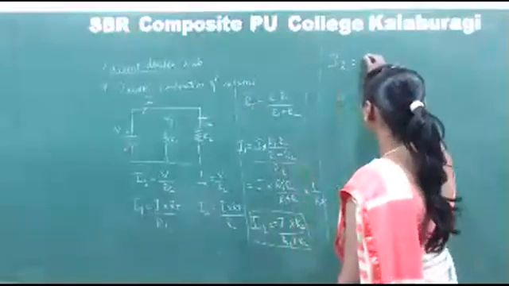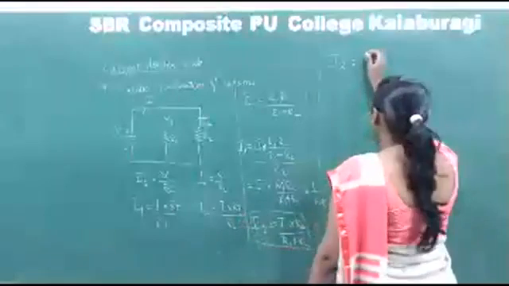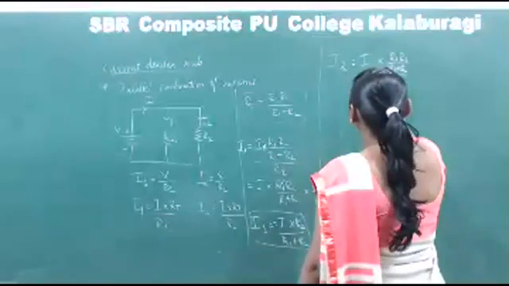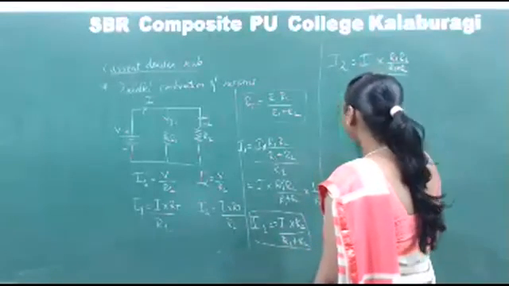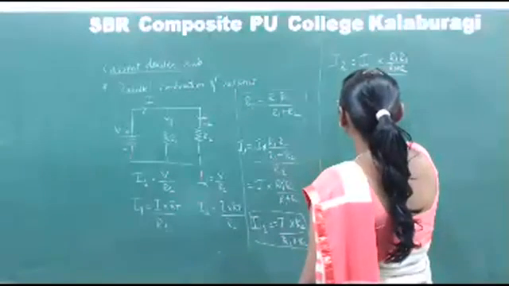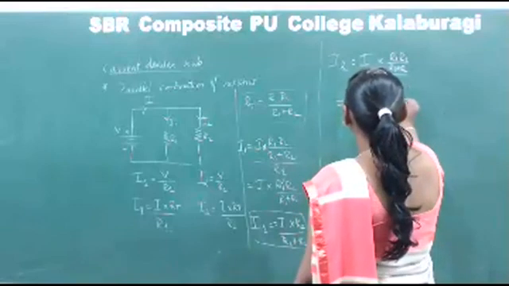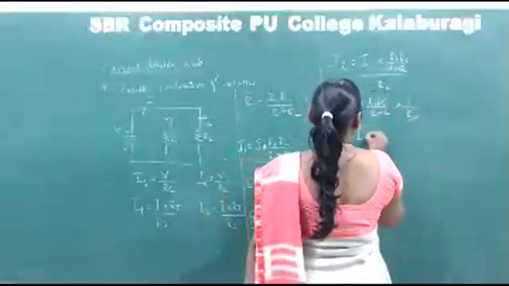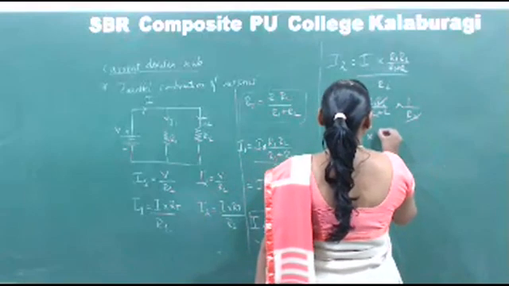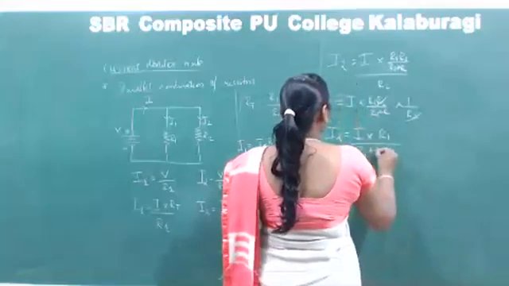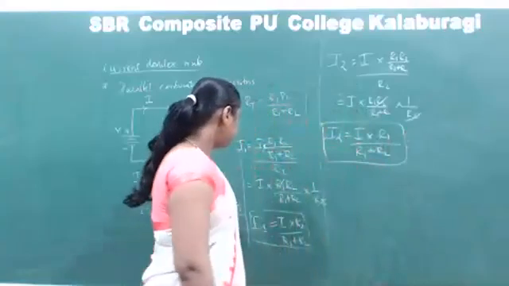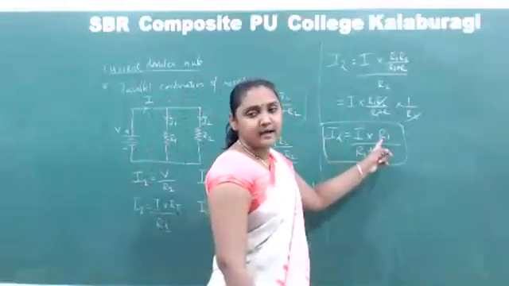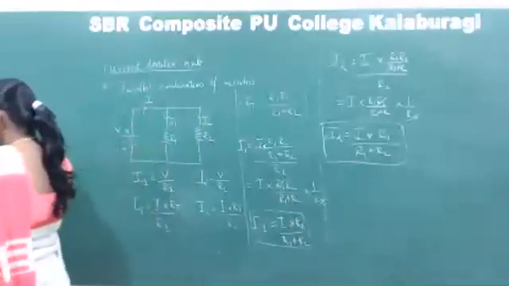I2 is equal to, substituting the value of RT, I into R1 R2 divided by R1 plus R2, whole divided by R2. So this can be further written as I into R1 R2 divided by R1 plus R2 into 1 by R2. So this R2 is cancelled and I2 is equal to I into R1 divided by R1 plus R2. This is the expression for I2. So if you want to calculate current I1, the numerator has R2. If you want to calculate the current I2, the numerator has R1. This is about the current divider rule.